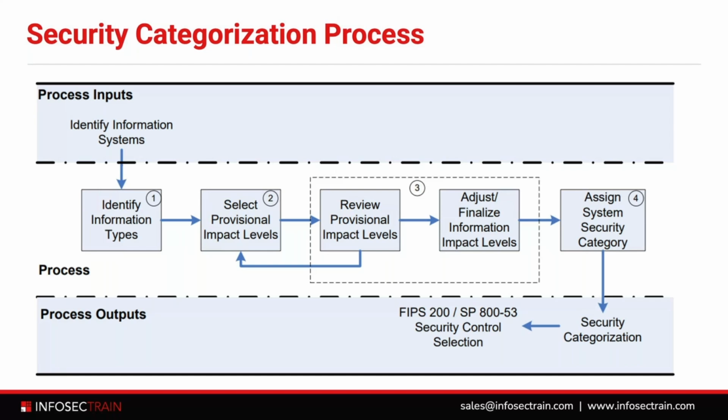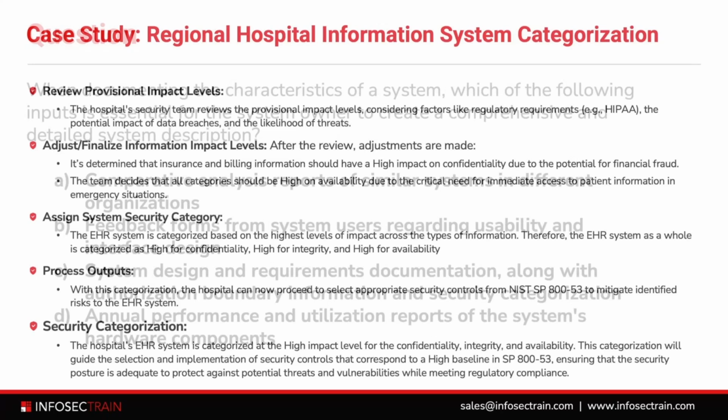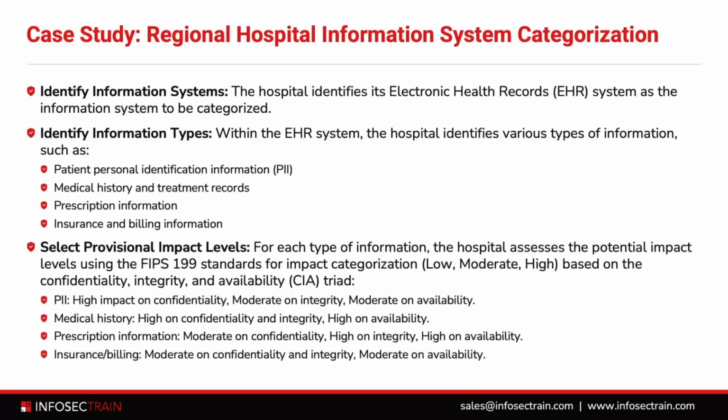So all federal systems receive the category on the basis of FIPS, and for non-federal systems, the security control selection has to be guided by the 800-53B document of NIST. Let's try to understand one case study. Let's say there is a regional hospital information system.